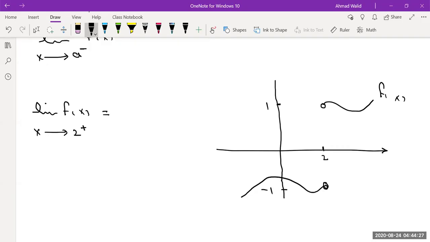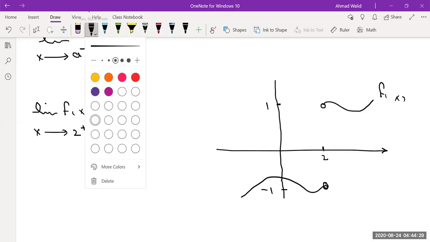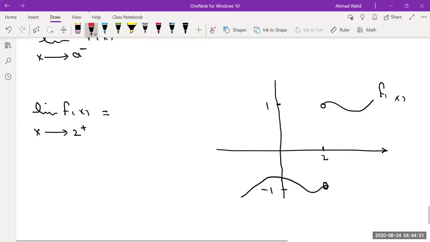As x approaching 2, again, focus on my cursor. When I'm moving from the right, like this, approaching where? To 2. How much is the height of this point? The height of this point is how much? 1. Then the limit of f of x as x approaching 2 from the right is how much? 1.